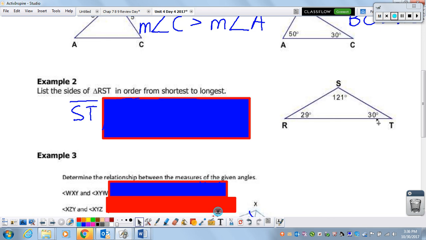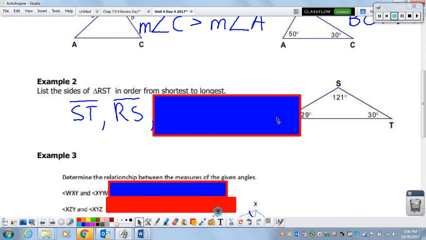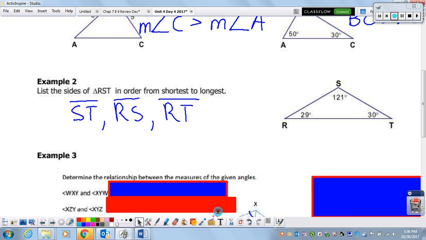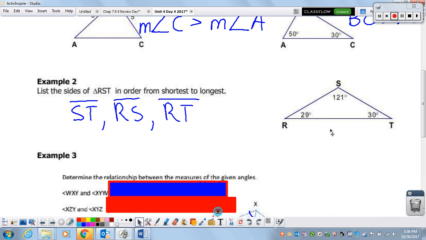The angle in the middle is 30. 30 is at angle T. If we cover up angle T, we can see side RS. And angle S is 121 degrees. If we cover that up, we can see side RT, so that must be our longest side. Remember, side lengths are two letters. They're segments with a line over them.